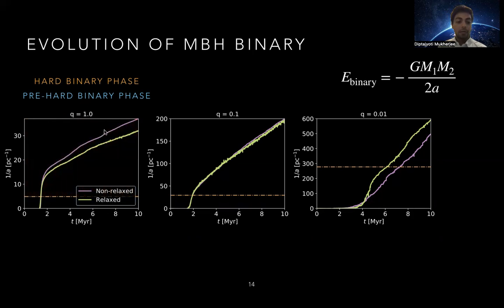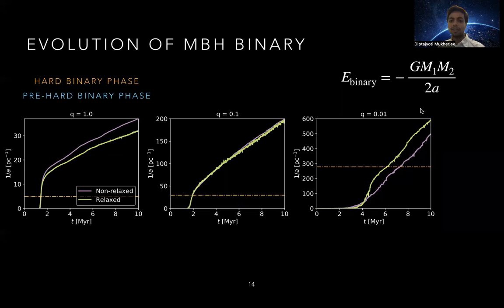So at the outset, we see that in the Q equals 1.0 scenario, the non-relaxed model is actually losing energy faster than the relaxed model, which is sort of different from what we would expect intuitively because the relaxed models have a denser cusp. But we see that, curiously enough, the trend is changing over time.